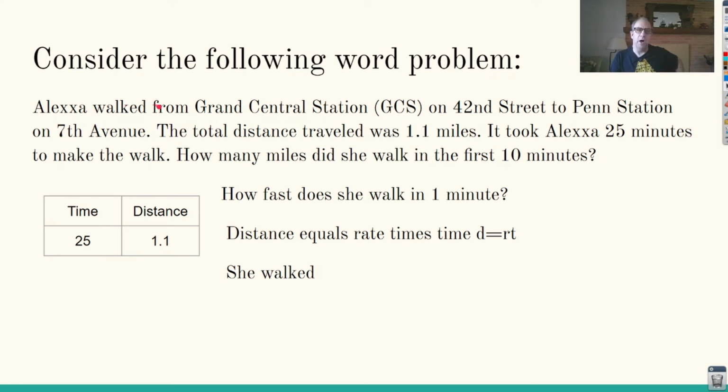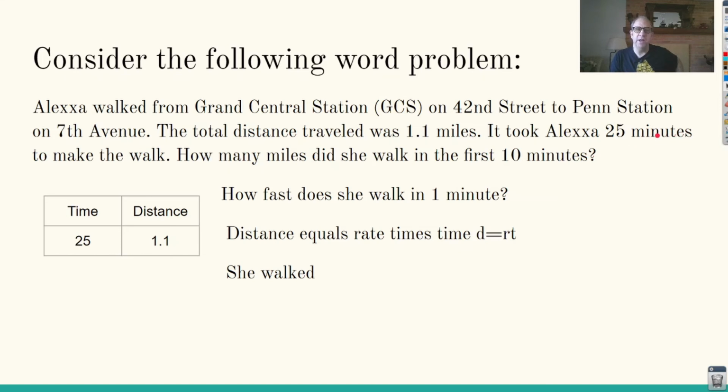Alexa walked from the Grand Central Station on 42nd Street to Penn Station on 7th Avenue. This is New York stuff. The total distance traveled was 1.1 miles. It took Alexa 25 minutes to make the walk. How many miles did she walk in the first 10 minutes?